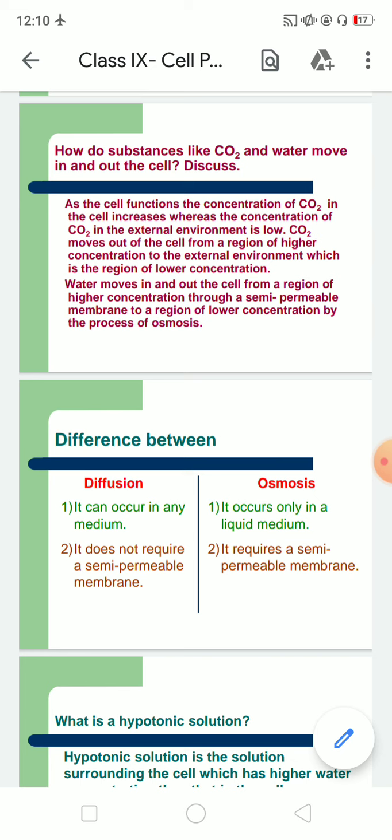As we discussed in diffusion, the gaseous exchange takes place from a region of higher concentration to a region of lower concentration. So this is what happens. If you can see, carbon dioxide moves out of the cell from a region of higher concentration to the external environment, which is a region of lower concentration.